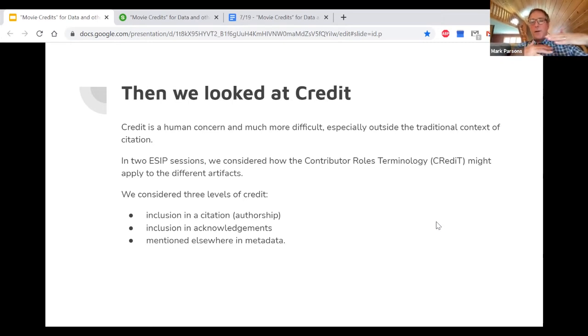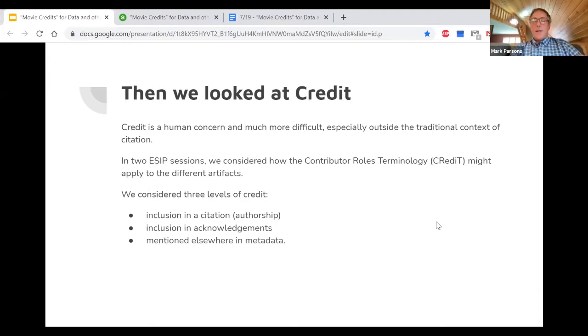You could sort of think of it as high, medium, low, but the way we spelled it out is, the highest is you're included as an author, basically, in a citation. You are a leader in producing that artifact. The second tier is in acknowledgements. And what is acknowledgements? In a paper, we know what that means. It's a little section at the end that says acknowledgements. It could be similar for a data set or for software, but it's sort of a second tier.